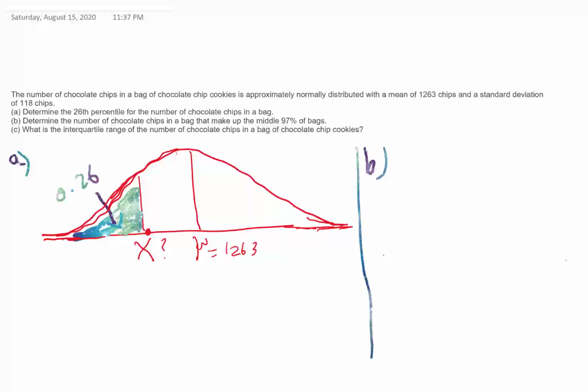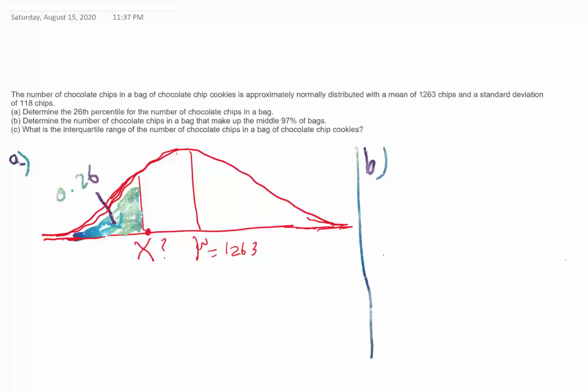This question is from section 7.2, for which you will be given the probability and you'll be asked to find the x value. Unlike the previous section where you have the x value and you'll be asked to find the probability, for example, of x less than 15, and you use the normal CDF function. So let me read this question and do the three parts.